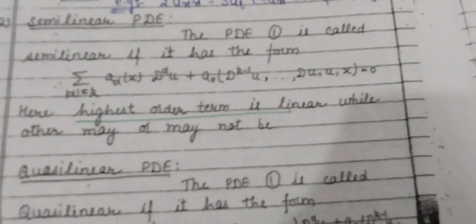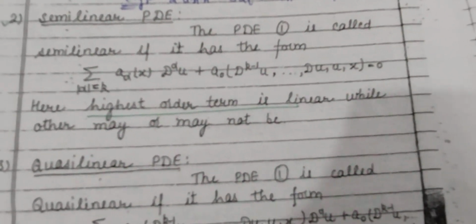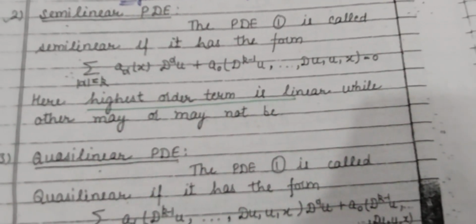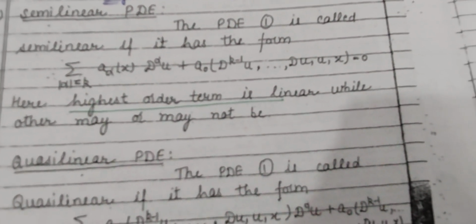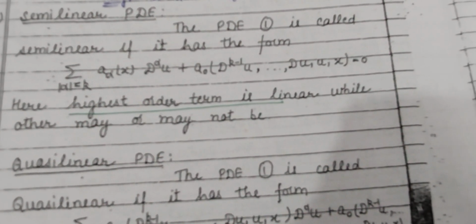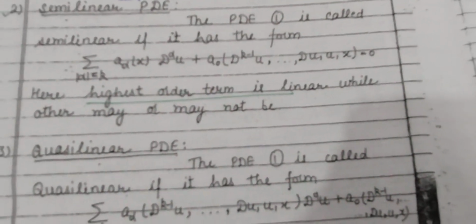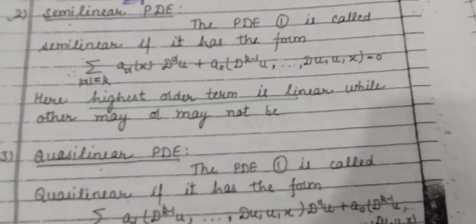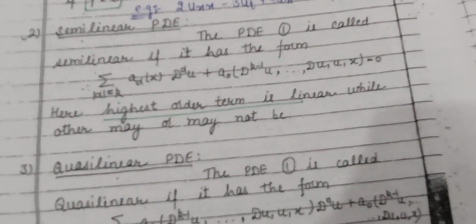The partial differential equation 1 is called semi-linear if it has the form summation over |alpha| = k of a_alpha(x) D^alpha u + a_0(D^(k-1) u, ..., Du, u, x) = 0. Here the highest order term is linear, while others may or may not be. That means the others may be of higher order or maybe of lower order.